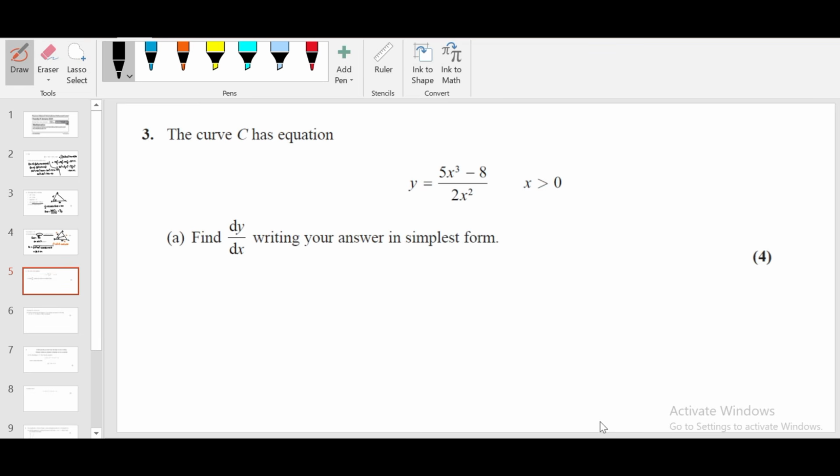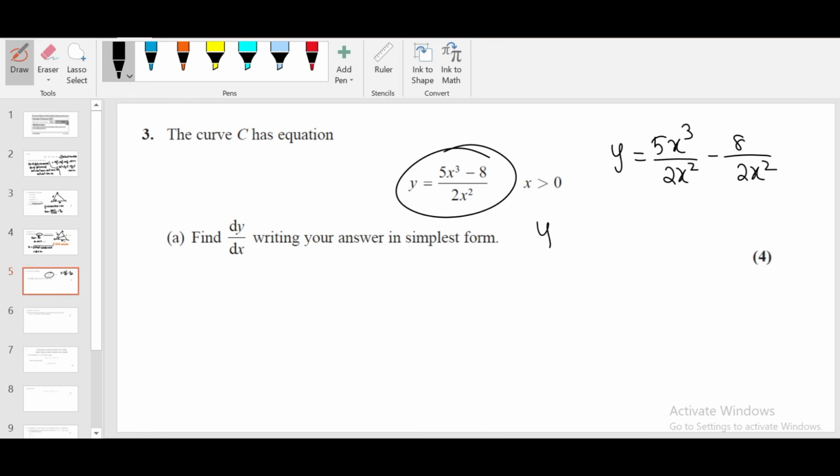Question number 3 is from differentiation. That's a simple differentiation, but it's a 4-mark question, because before you differentiate, you need to write it properly. You can write 5x cube, divide both terms by 2x square, and then you need to simplify them. So we'll get y is equal to 5 over 2 x power 3 minus 2, and 8 over 2 is 4x power negative 2.